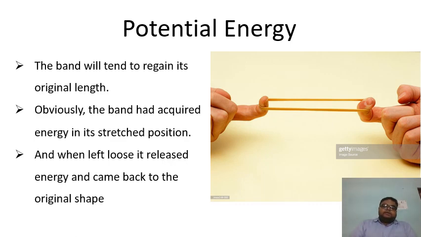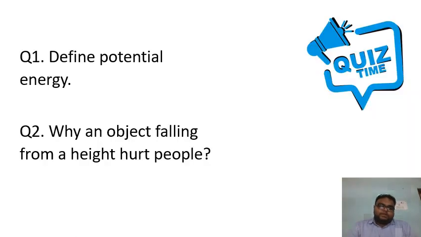Right. So the band had acquired energy in its stretched position. When we stretch the band, it acquires energy, and when we let go, it releases that energy and gets back into its original shape. Okay, students? Now there is a quiz for you: you need to define potential energy. So, what is potential energy, students?